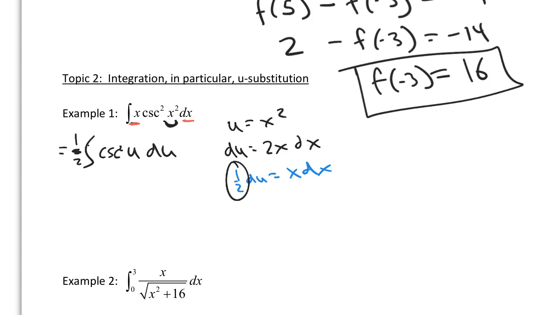To solve this, you're just going to ask yourself what function has a derivative of cosecant squared. I know the derivative of tangent is secant squared, so the derivative of cotangent is negative cosecant squared. So this is going to equal negative 1/2 cotangent of u plus c. And then I can plug my u back in: negative 1/2 cotangent of x squared plus c.